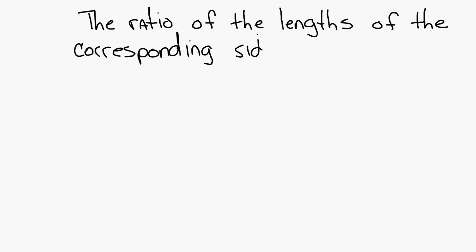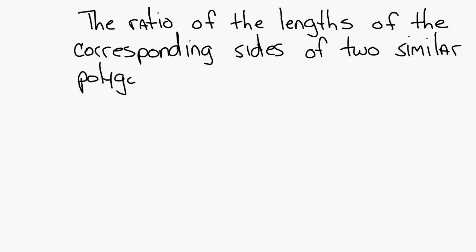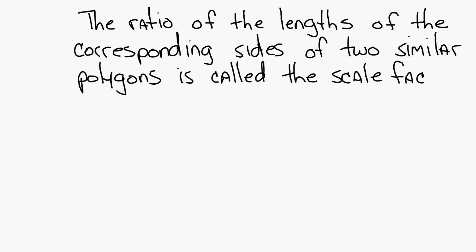Two similar polygons. The ratio of the lengths of the sides is called the scale factor. All right, the ratio of the lengths of the sides of two similar polygons is called the scale factor.